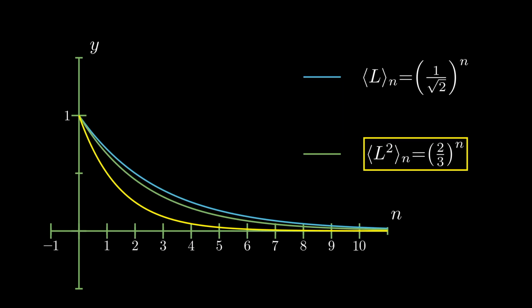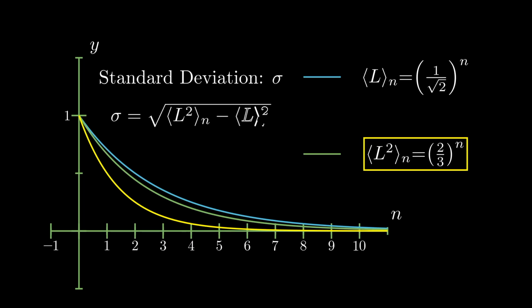This is a reminder of the fact that in general the square of the average is different from the average of the square. This is a well-known fact of statistics, which is used to define the standard deviation sigma, simply written as the square root of the difference between those two quantities.